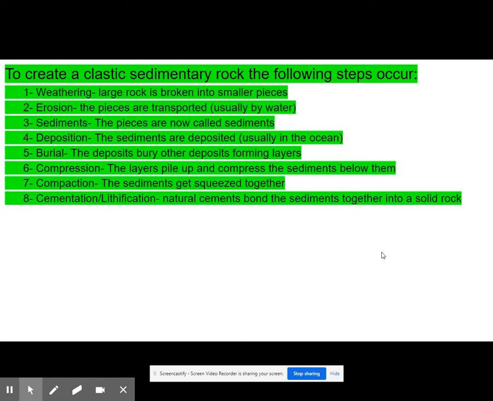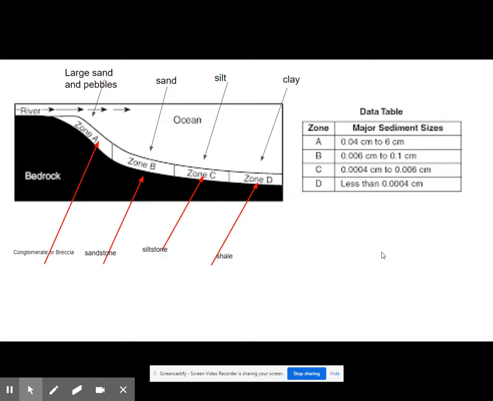You have weathering, the large rock is broken down into smaller pieces. We have erosion, the pieces are transported usually by water. The pieces are now called sediments. Deposition, the sediments are deposited usually in the ocean. Burial, the deposits bury other deposits, forming layers. Compression, the layers pile up and compress the sediments below them. Compaction, the sediments get squeezed together, and cementation, lithification, natural cements bond the sediments together into a solid rock.